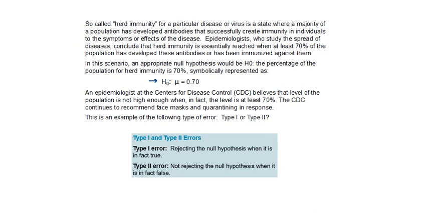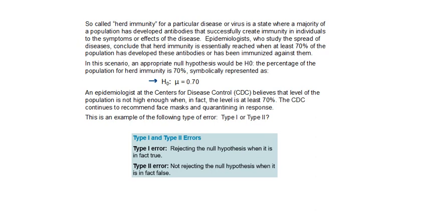In a type 1 error, we rejected the null hypothesis when in fact the null hypothesis is true. In type 2, we do not reject the null hypothesis when it is in fact false. What should we say in this case?